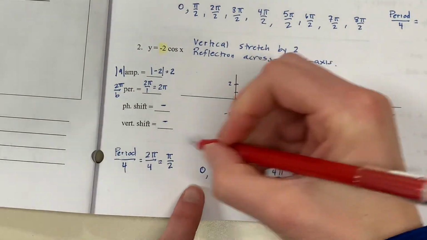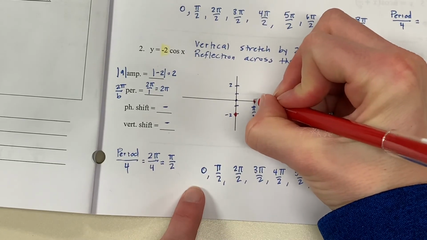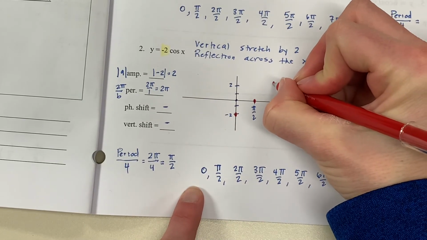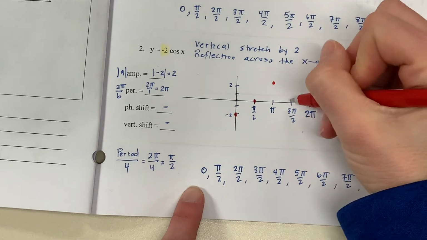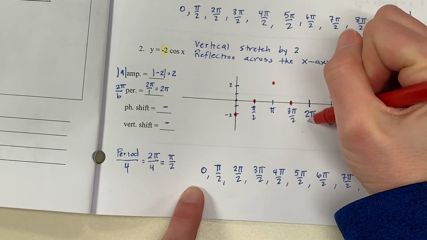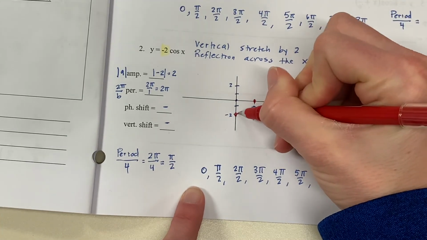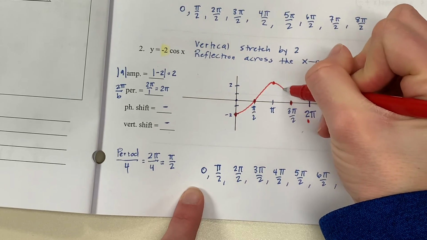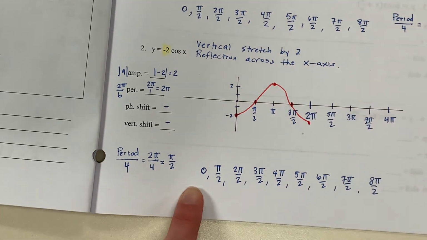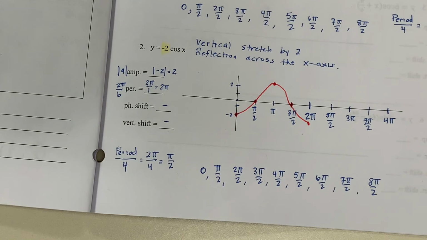And at each point, I'm going to work my way up to the maximum of 2 at pi. So 3 pi over 2, back down to 2 pi. So here is 1 period of my cosine curve. Now again, this is flipped from what it usually is because a is negative.